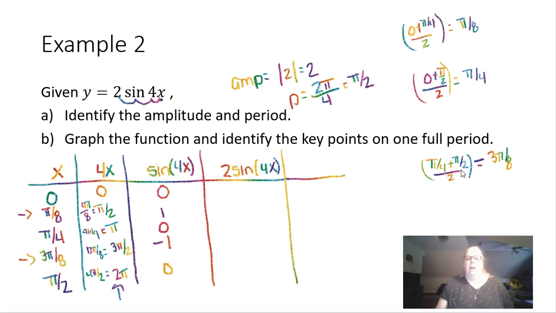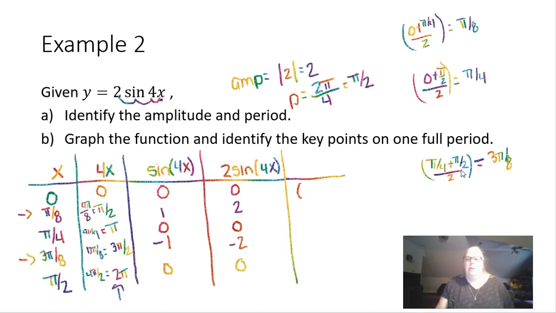All right, in our last column right here, we've taken the sine of our angle. Now we just need to double everything. So I'm going to multiply 2 times this column right here. 2 times 0 is 0. 2 times 1 is 2. 2 times 0 is 0. 2 times -1 is -2. And 2 times 0 is 0.